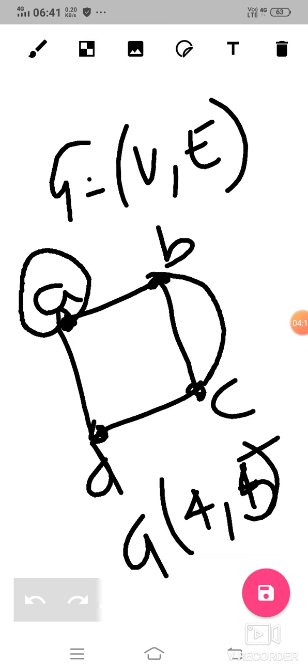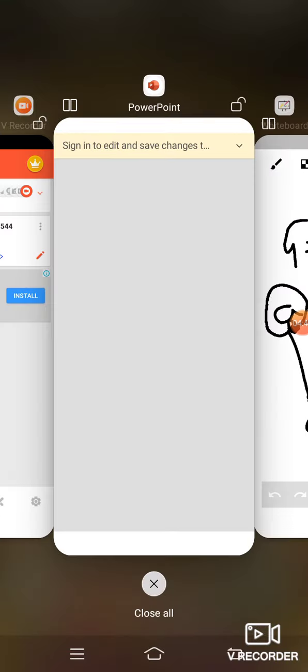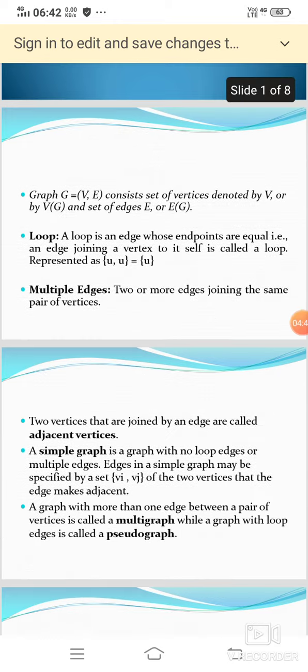But this graph is not a simple graph. Why is it not a simple graph? A graph is a simple graph if it has no loop and no multiple edges or parallel lines. In this graph we have a loop. The vertex A has a loop, and also between the vertices B and C there are multiple edges. That is, there are 2 edges between B and C. Therefore this is not an example for a simple graph. Is it clear? Right. Now let us see the next definition.